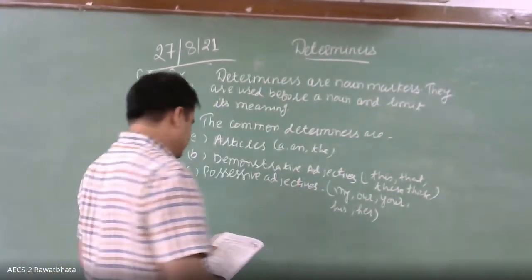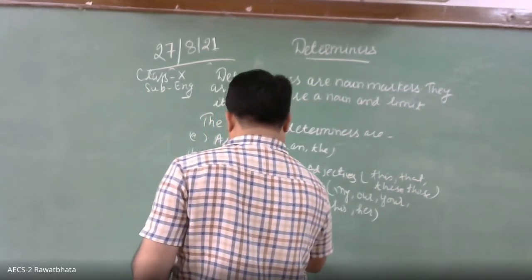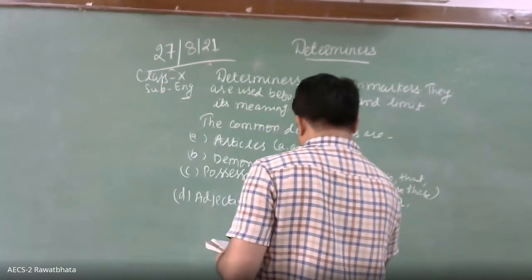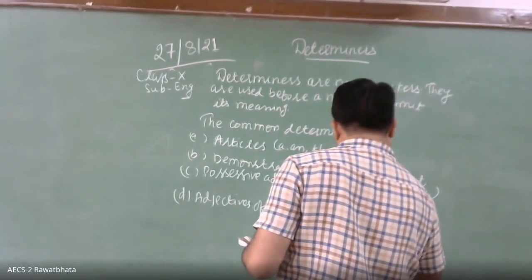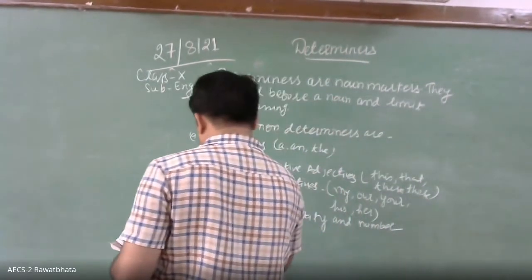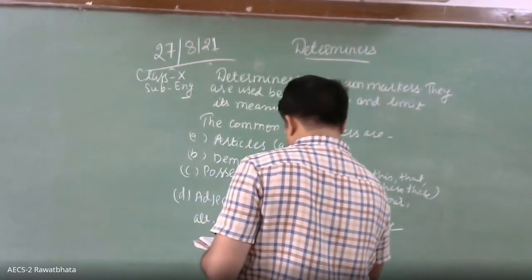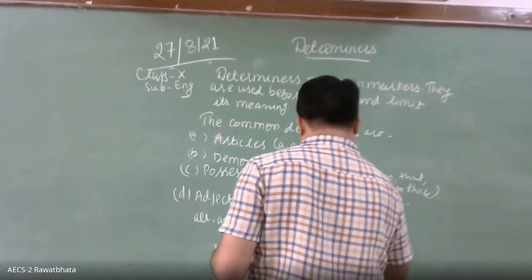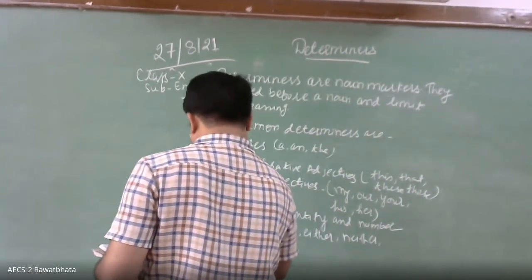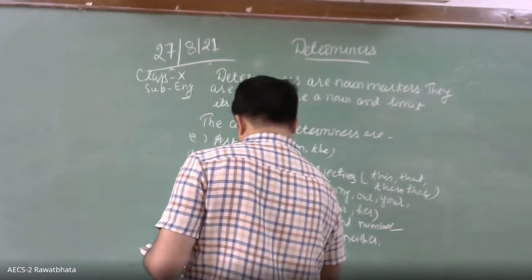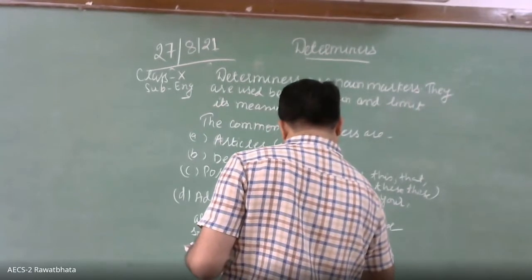Then you write adjectives of quantity and number. All these are: all, any, each, every, either, neither, some, much, many, few, little.